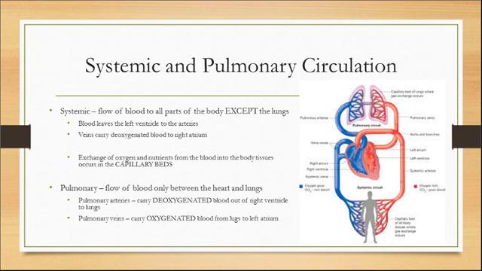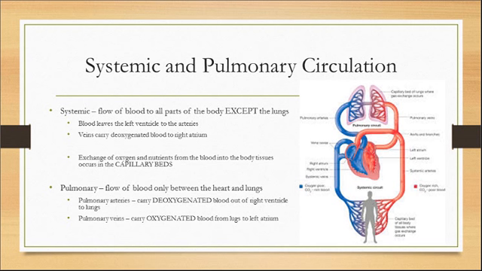In terms of systemic, blood leaves the left ventricle and it goes to the arteries. Veins carry deoxygenated blood back to that right atrium. The exchange of oxygen and nutrients, again, between the blood and the tissues of the body, that occurs in the capillary beds.